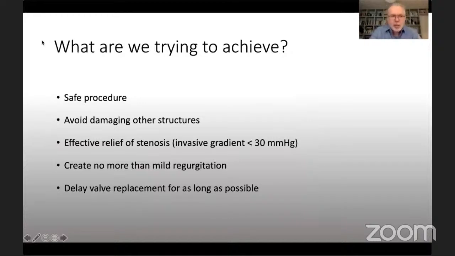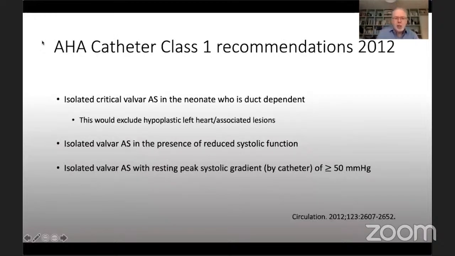So what are we trying to achieve? First of all, we want to achieve a safe procedure, as with anything else. You want to avoid damaging other structures on the way in and out. You want to achieve effective relief of stenosis with an invasive gradient of less than 30 millimeters of mercury. Create no more than mild regurgitation, and delay valve replacement for as long as possible, because this is lifelong disease.